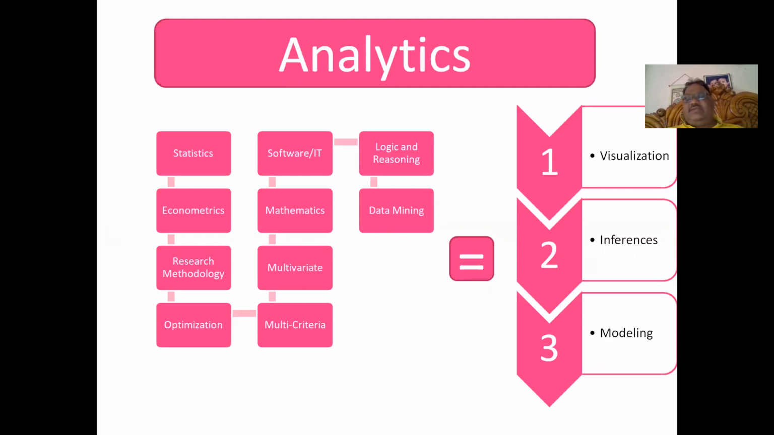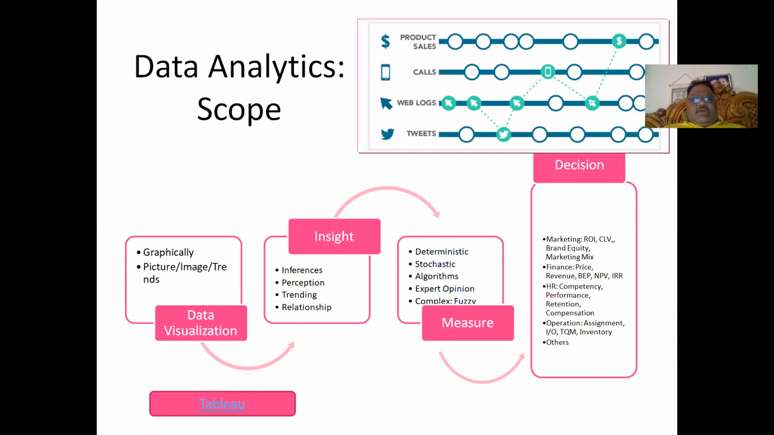First, you have to visualize. From visualization, you get the inferences. From the inferences, then you have to model. So we call it an analytical BI model. That is called visualization, inferences, and modeling. So I already explained the data analytics scope.